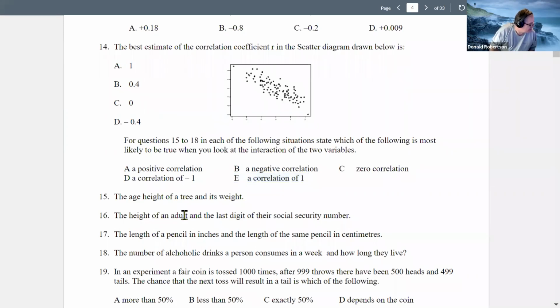Now, if you do the height of an adult and the last digit of their social security, what would you expect, if any, connection between those two things? If you plotted those, degree 0. I don't see why being 67 inches tall should have any relationship to your social security number whatsoever, right? It'd be totally random. And when things have no connection, they have a 0 correlation.